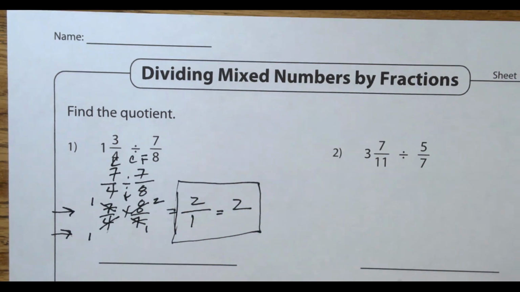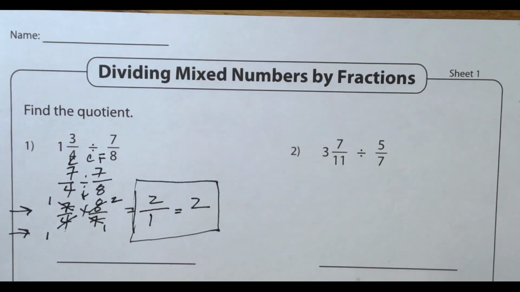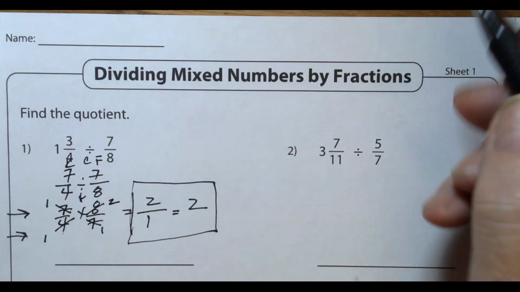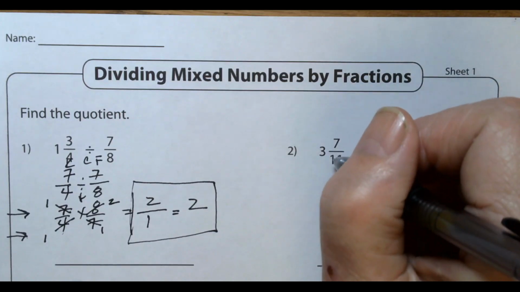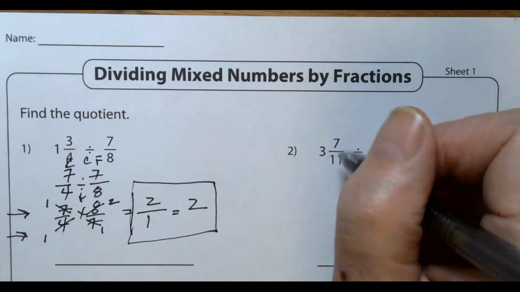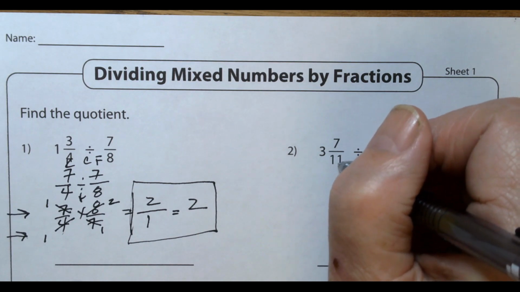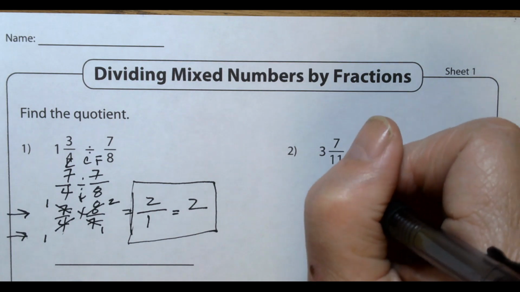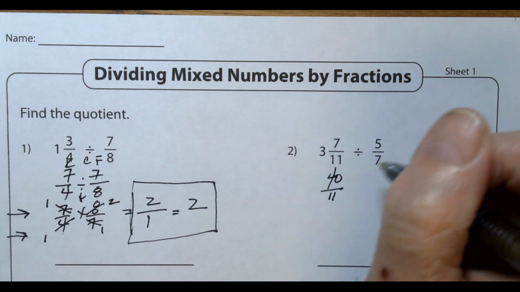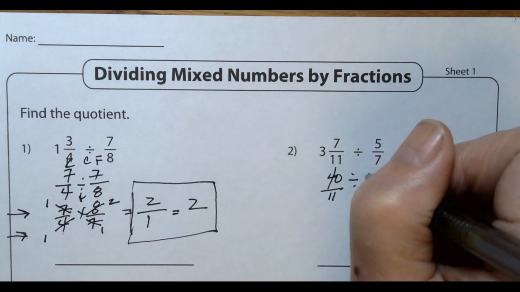Okay, let's look at number 2. I have 3 and 7/11 divided by 5/7. I'm going to first change this to an improper fraction. So 3 times 11 is 33, plus 7 makes 40/11 divided by 5/7.